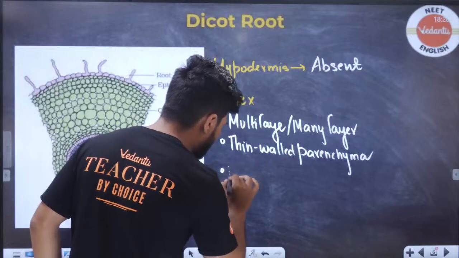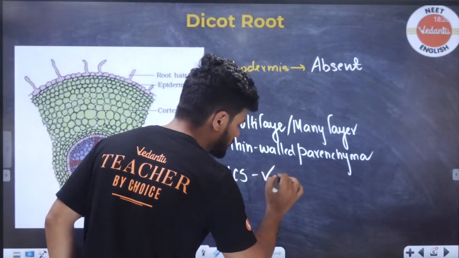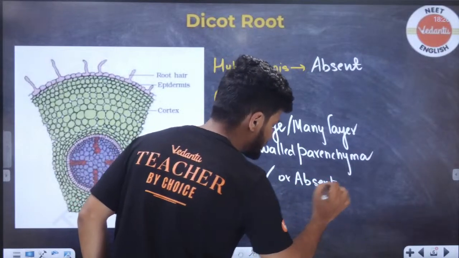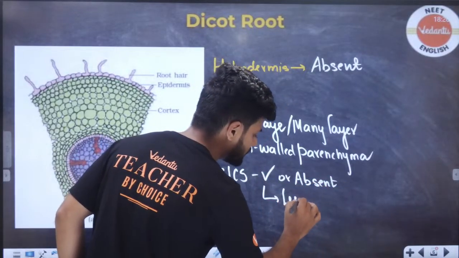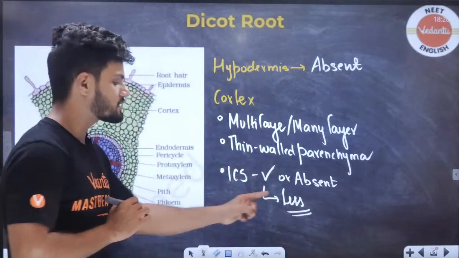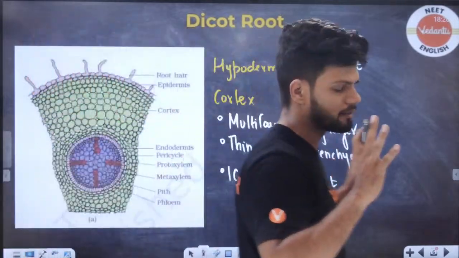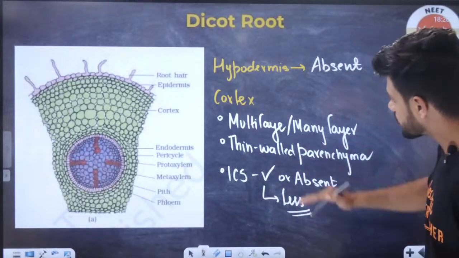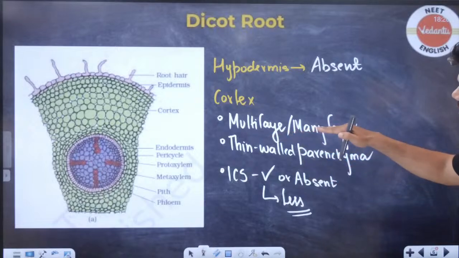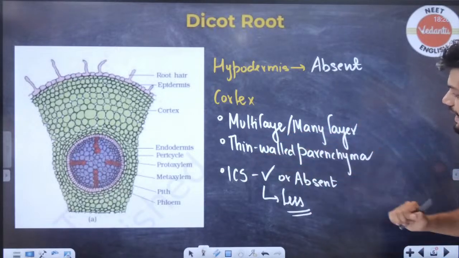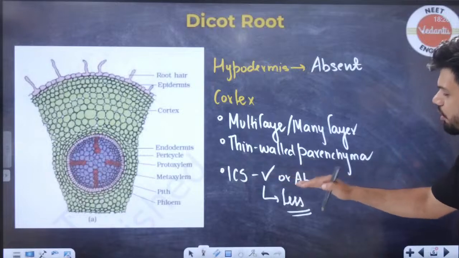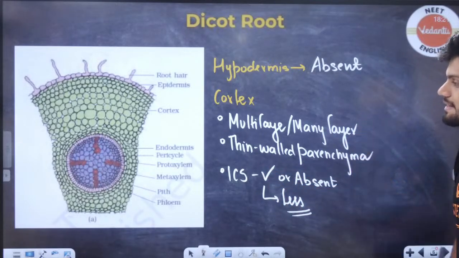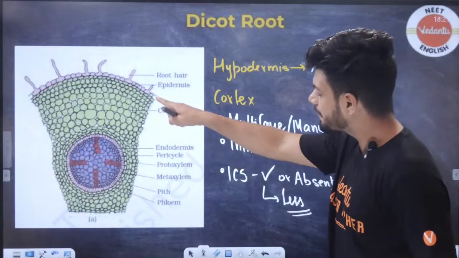So can I tell intercellular space is present or absent in many cases? Or it is said to be very less. Very less intercellular spaces, and that is what cortex is over. So what are the points for cortex? Multi-layer, thin-walled parenchyma, intercellular space is present or absent in many cases, but even if it is present, it is very less.